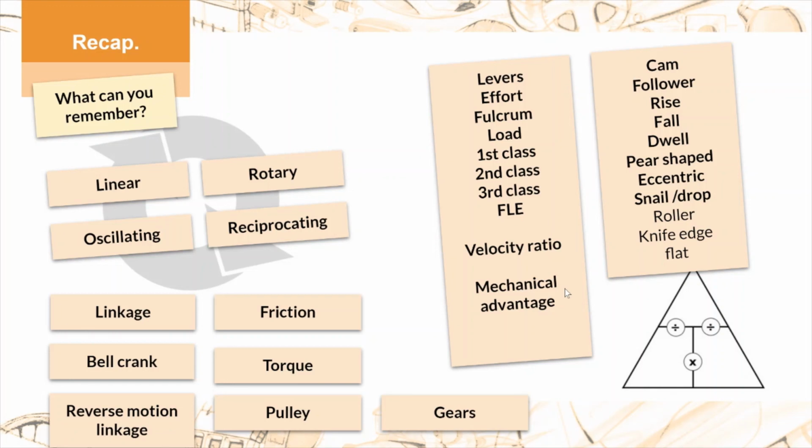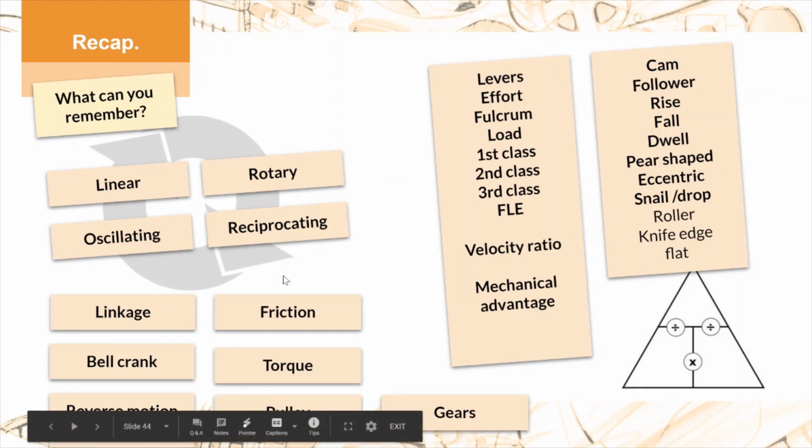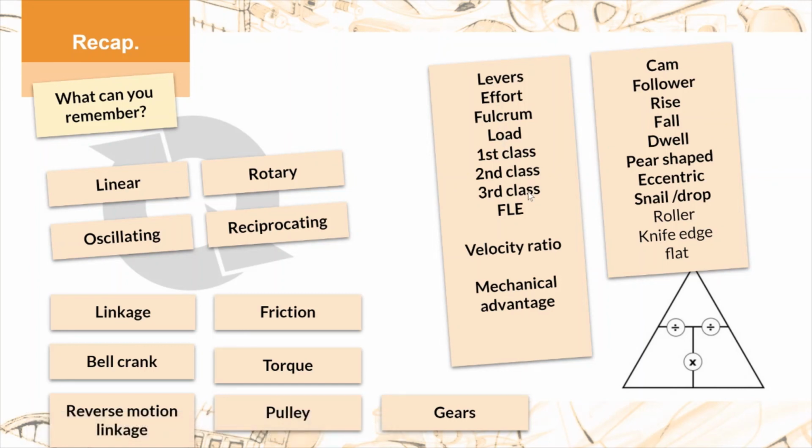Can you remember the 4 types of motion? Can you remember the different linkages we looked at? Can you remember what the friction and torque definitions were? The pulleys and gears, and the pros and cons of a pulley and a gear. Then for the levers, effort, fulcrum, load, and the different classes using FLE, practice that. And then for the cams, have a look at those keywords. Right, pause here. The only thing on the next slide is me telling you where to go for more revision. So pause here.